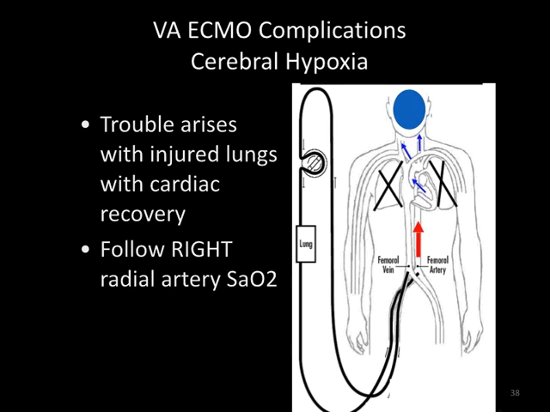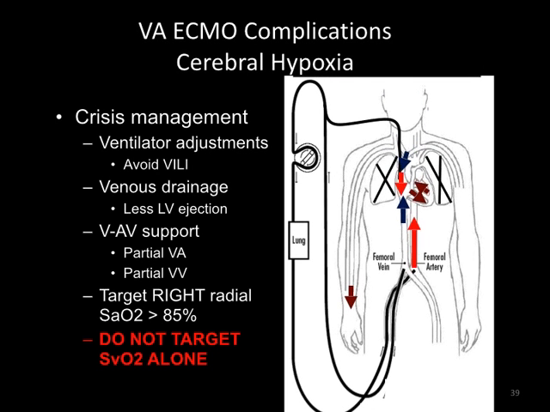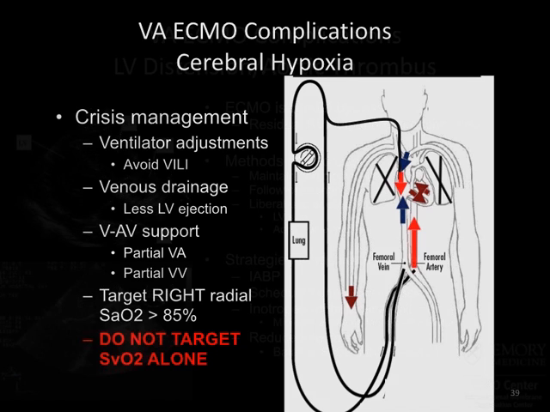So the solution to that problem, first of all, is we always follow arterial blood gases from the right radial artery, because that way we know the innominate is being perfused. And if that occurs, what we can do is use a technology called VAV support. So it's a combination of veno-venous ECMO and veno-arterial ECMO simultaneously. So you wind up with reasonably oxygenated blood going to the patient's head.